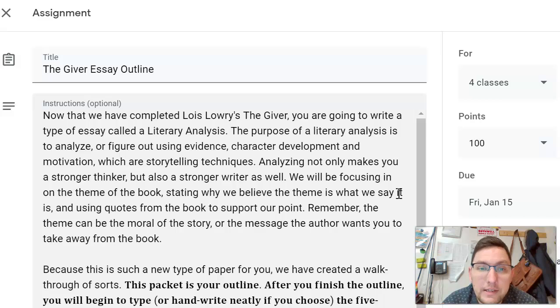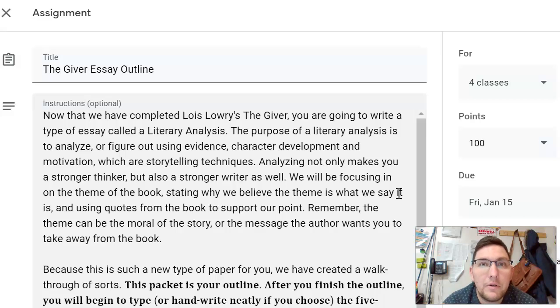We're going to be focusing in this essay on the theme of the book. Remember, that's the moral of the story, the lesson the author wants you to take away from the book. State why we believe that's the theme, and use quotes from the book to support our point. The biggest aspect of this essay is that you are citing evidence, that you are proving what you are telling me, the reader, with evidence from the book, right?